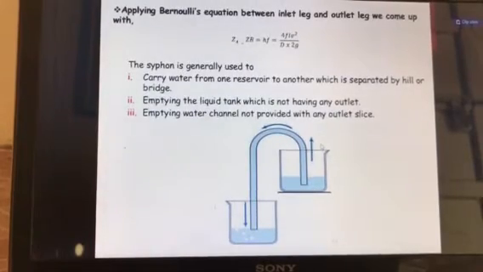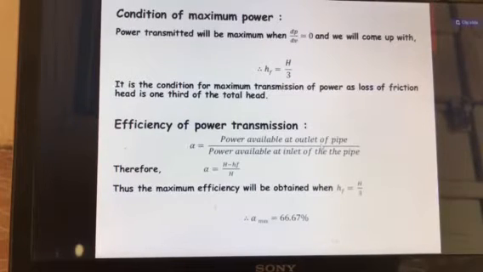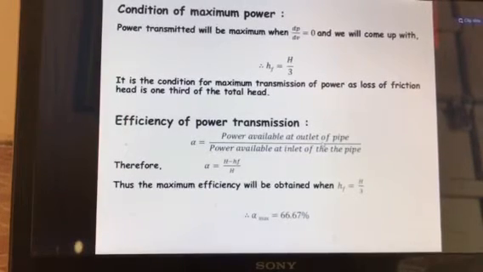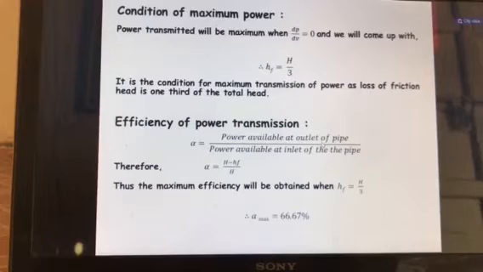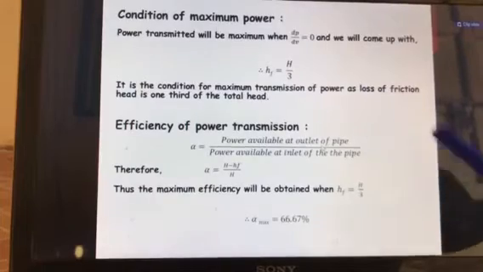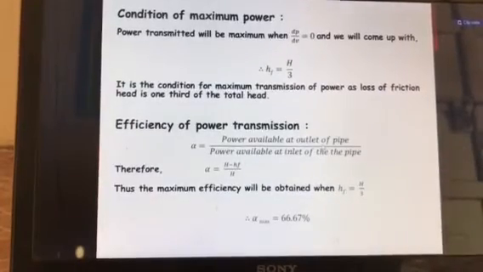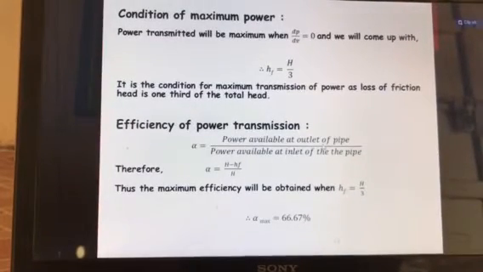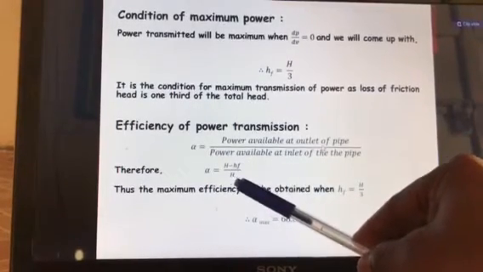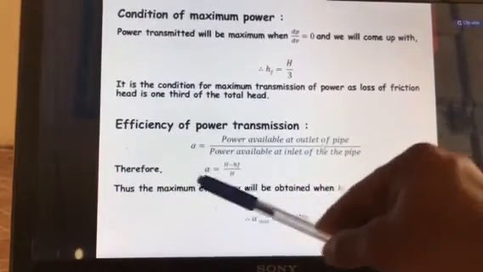Then one minute, this is about siphon. Now efficiency of power transmission. Look, efficiency of power transmission is equal to the power available at the outlet of the pipe divided by the power available at the inlet of the pipe. As we previously saw, the power available at the outlet of the pipe is equal to H minus HF, because HF is the losses due to minor losses or major losses. This is the output, and H is nothing but the input, the power available at the inlet of the pipe. So the efficiency of the power transmission is equal to H minus HF divided by H.